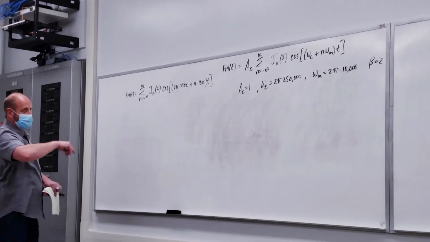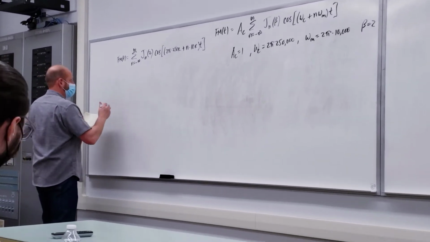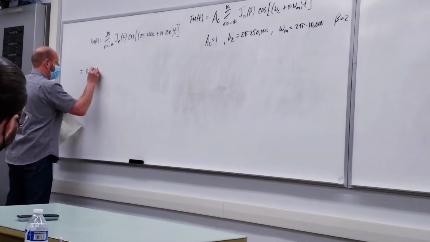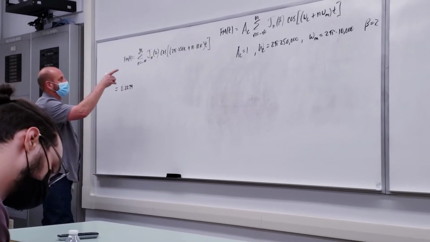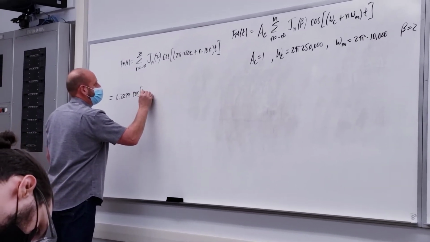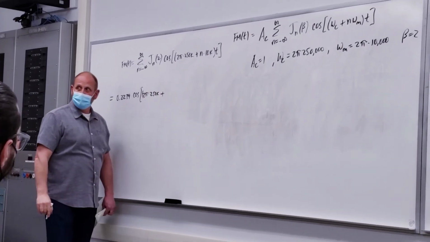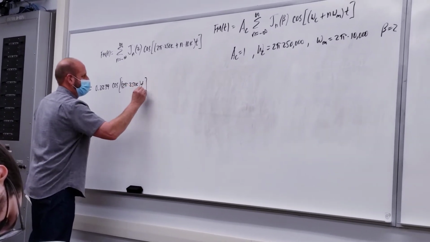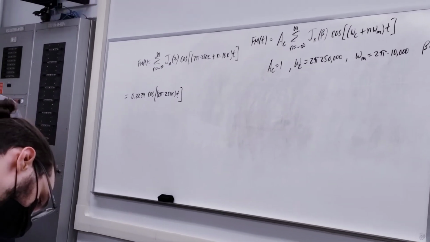So when I crank out that equation for n equals 0, beta equals 2, here's what I get. 0.2239 is the weight I got from the Bessel function, times cosine of 2 pi times 250,000 plus, n is 0, so there is no plus anything, t. So there's our first term. And you can see this is just a carrier frequency cosine.